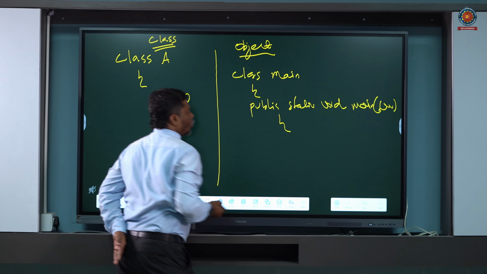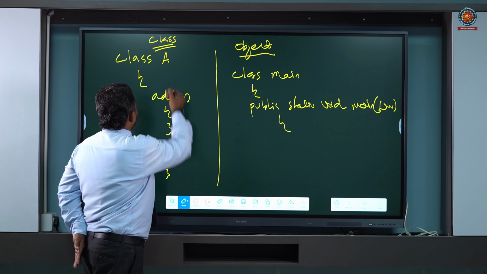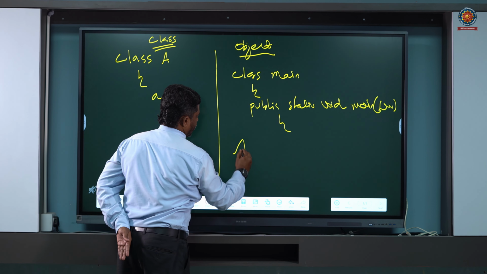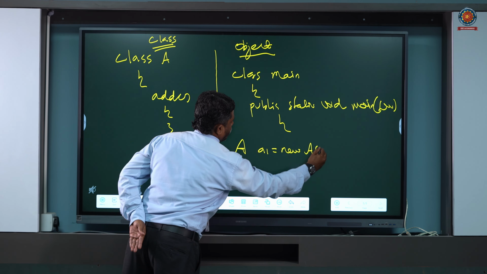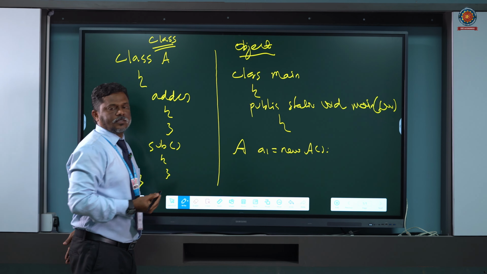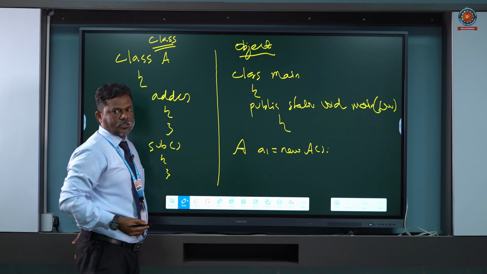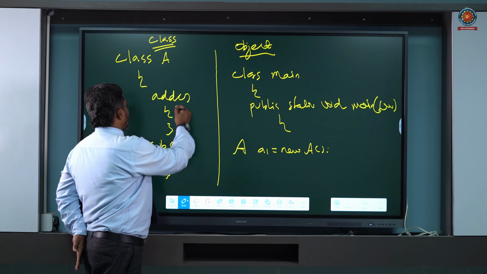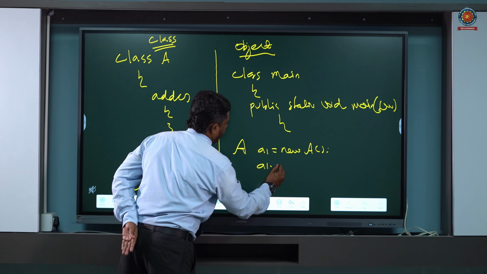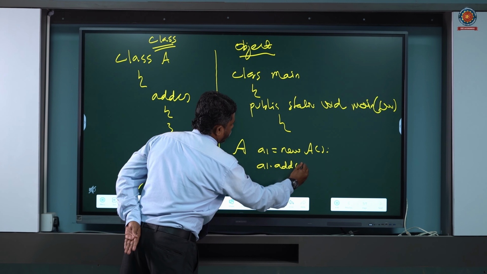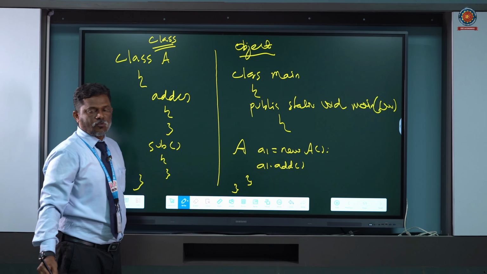Then I am going to create objects. How do I create that object? A1 is equal to new A. So the object is created. Now I am going to access all the calculators. First the addition calculator. So what should I do? A1 dot addition. That's it, finished. So what is the output?